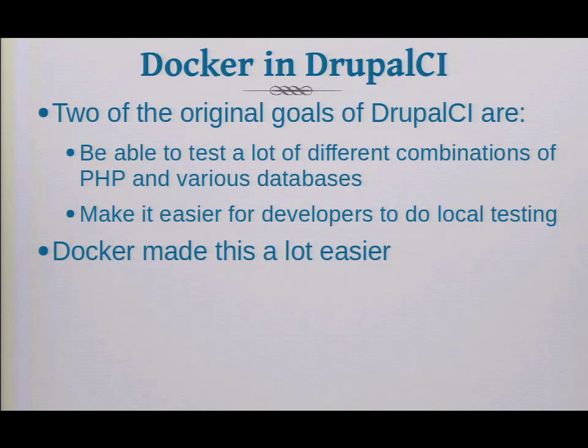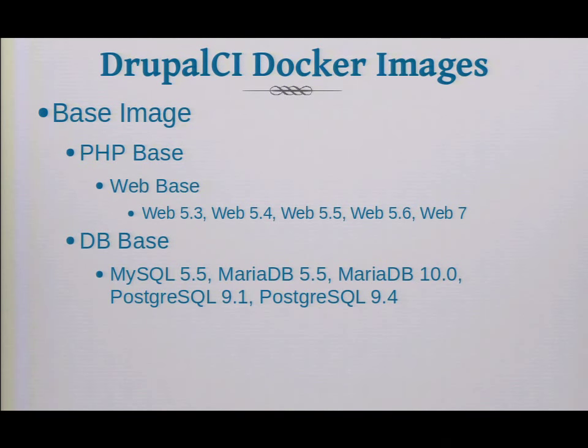And Docker made both of these goals a whole lot easier. So what we did in the DrupalCI community is come up with a layered approach to our Docker images. We created Docker images, obviously, for the different versions of PHP and the different versions of the databases. But we did it in a layered fashion such that we have a base image that everything is based off of. Beneath that, there's a PHP base, so we can instantiate different versions of PHP. Underneath that, there's a web base. And then the individual versions, web 5.3, 5.4, 5.5, 5.6, web 7. Yes, we are able to test things on PHP 7, believe it or not, even before PHP 7 is quite out yet. So that's exciting.